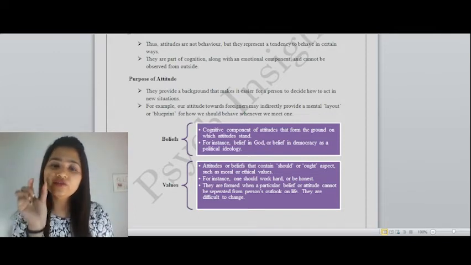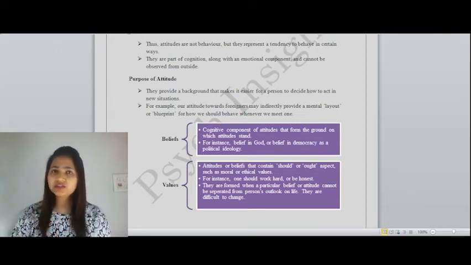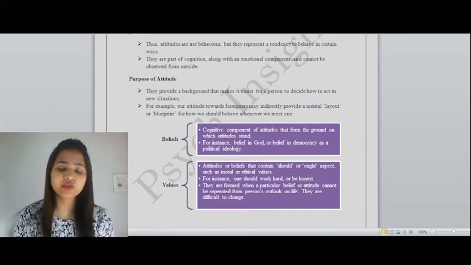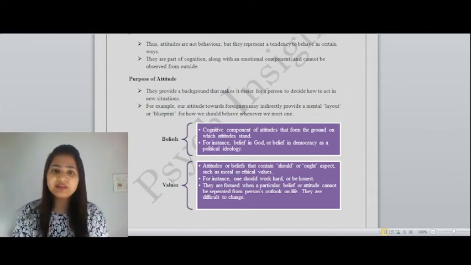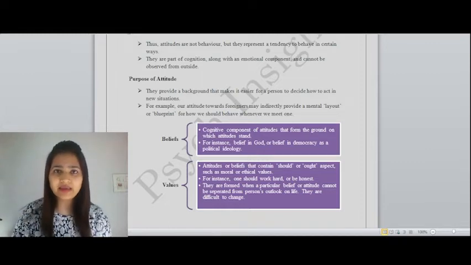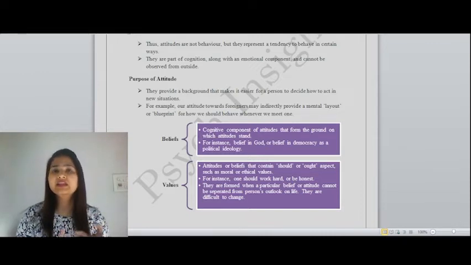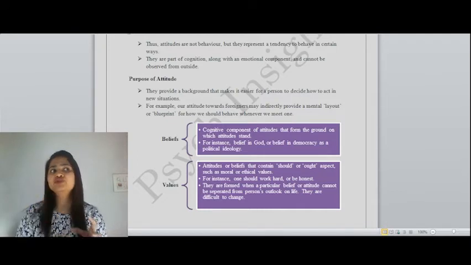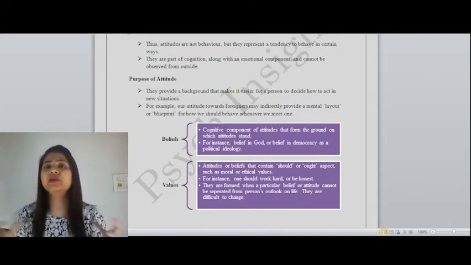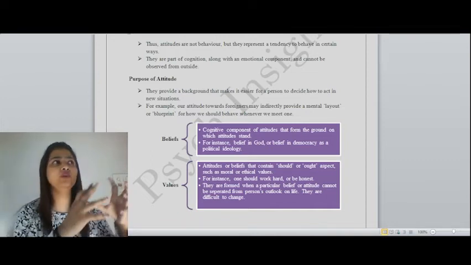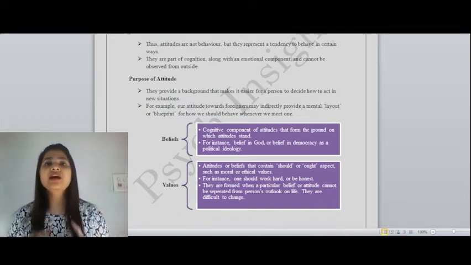The cognitive component of your attitudes, the C part, the thinking part, forms belief. So there are beliefs, and on these beliefs my attitude stands. The cognitive part of my attitudes is what the beliefs are about. When these beliefs have some should aspect, like for example, we should be honest, we should always maintain hygiene, we should always maintain cleanliness, those are values.